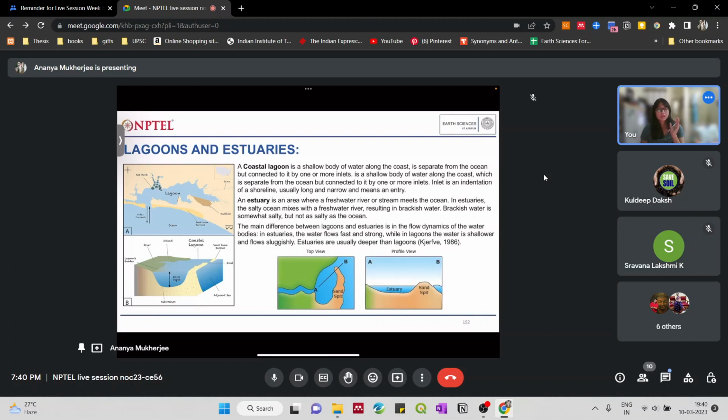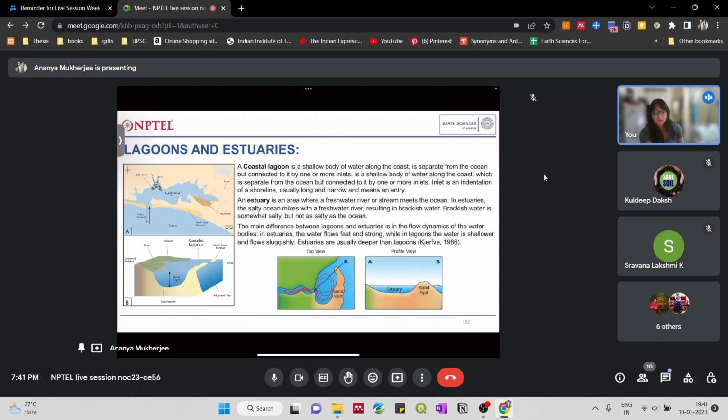Whereas an estuary is an area where a freshwater river or stream meets the ocean. Usually the salty water mixes with the fresh water, and that area has brackish water. Brackish water is salty, but not as salty as the ocean. This is also separated from the ocean by a sand spit, but there is an input of the river. It is an interaction between the river water and the ocean water.